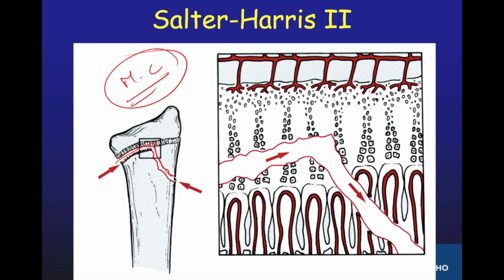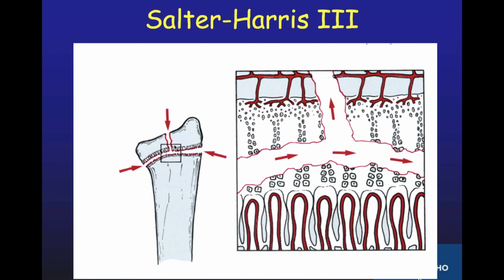Salter-Harris type 2 is the most common type of physeal injury. The injury occurs through the physis and the fracture line exits through the metaphysis, leaving a fragment of the metaphysis attached to the part of the physis and epiphysis. What is this called? A Thurston-Holland fracture or Thurston-Holland fragment. So this is the most common variety of physeal injury. In Salter-Harris type 3, the fracture passes through the physis and there is a fracture line exiting through the epiphysis. So this is the Salter-Harris type 3.